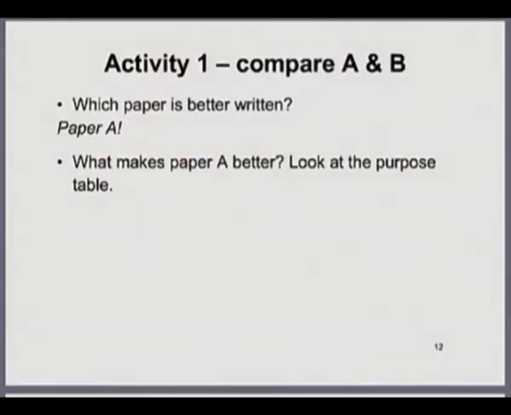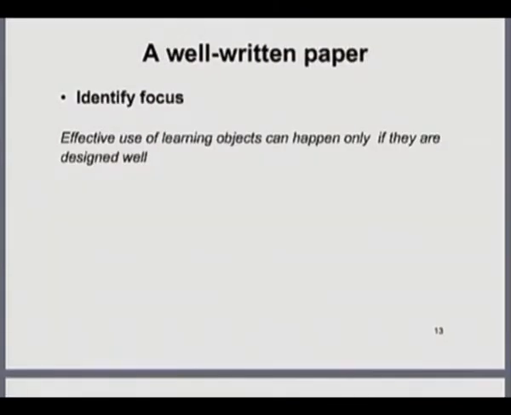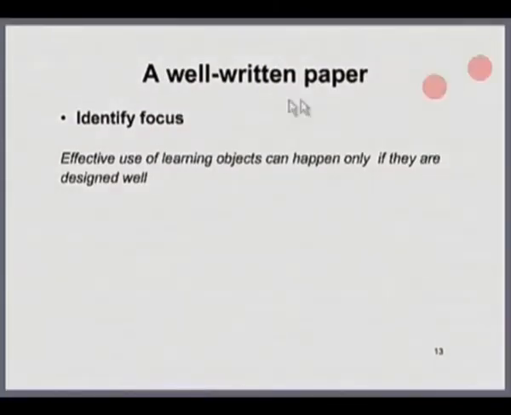So as we saw in the previous session, paper A did seem a lot easier to read, and we saw some of the reasons for it. So let's do a top-down summary now, and I'd like you to think of these points not from the perspective of paper A or B, but from the perspective of what you should be doing when you're writing your own paper. A well-written paper contains a clearly identified focus.